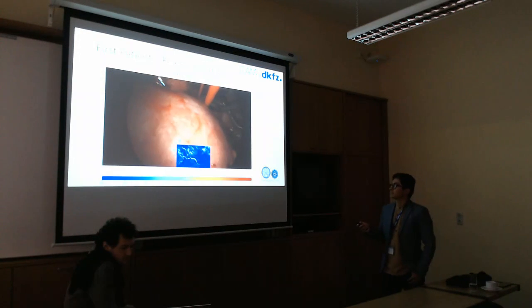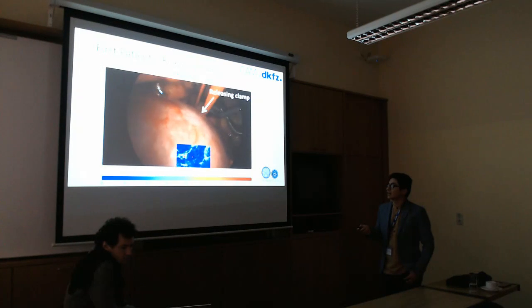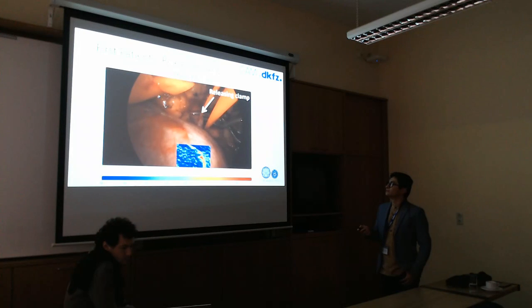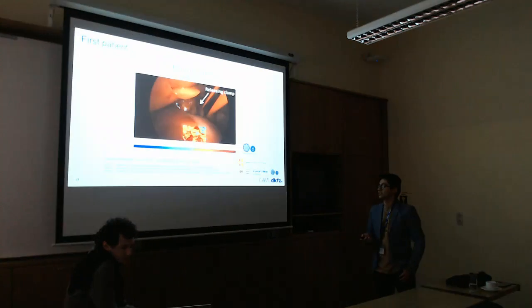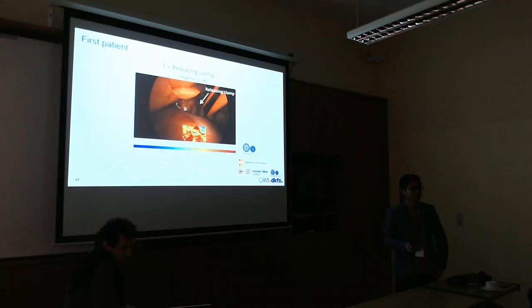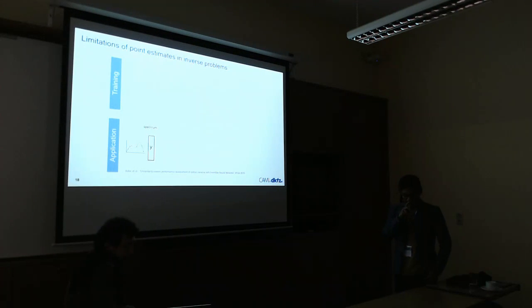And now what you can see here is the same kidney, but now we will release the clamp, and you will see here how the oxygen changes in the tissue. And you can see how it quickly changes because all the blood rushes into the kidney. I think this is quite exciting, but now that we have this model, there are some open questions still.